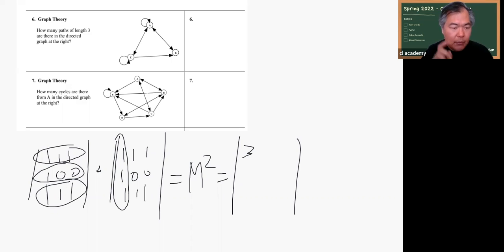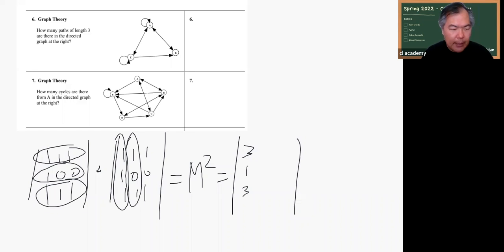Then it would be row B times column A. What matches up? Only one matches up, so that'd just be 1. Then it would be row C times column A. They all match up, so that would be a 3. And then we go to the next column.